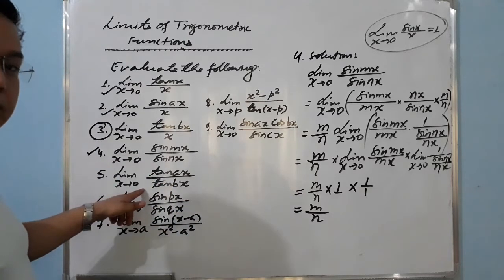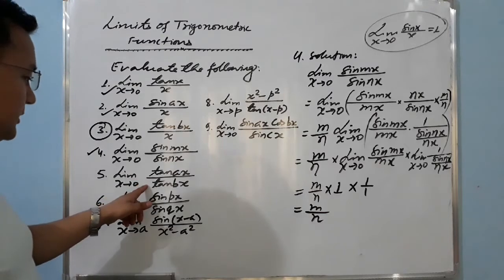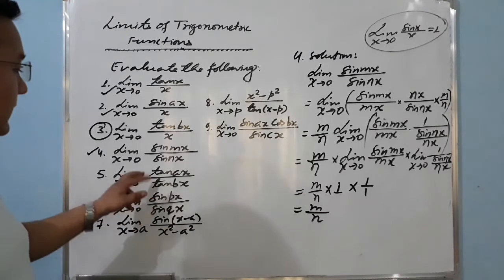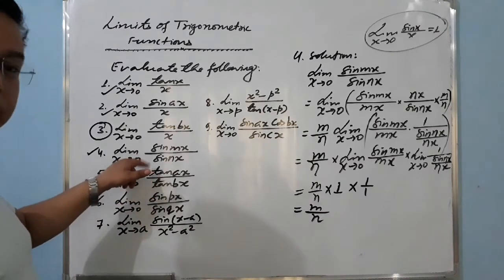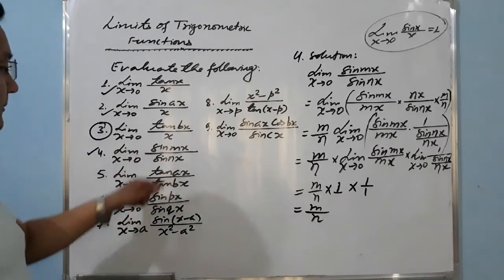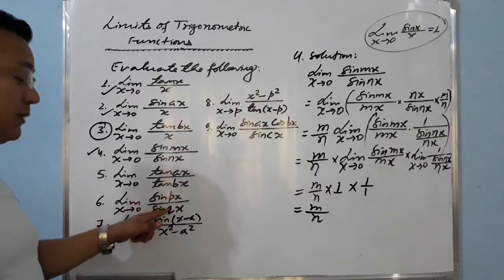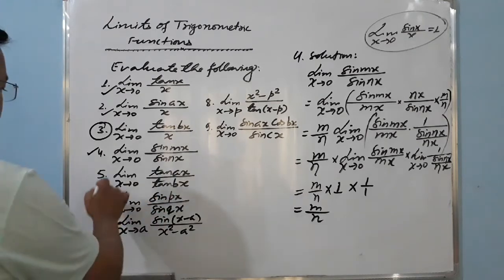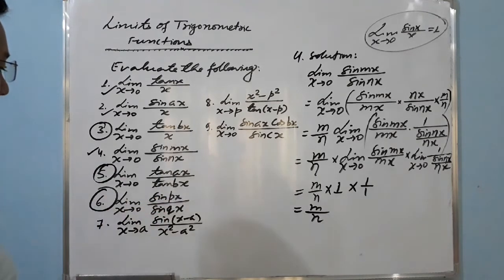You can crack this question very easily. There is no problem. Exactly the same method applies here, only instead of m upon n, we have p and q. So you can do this also, for practice.